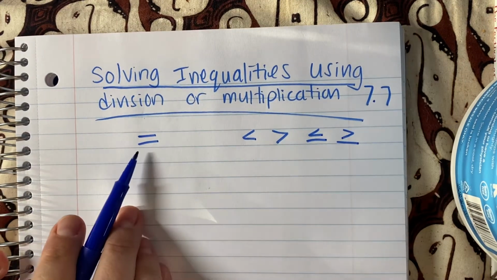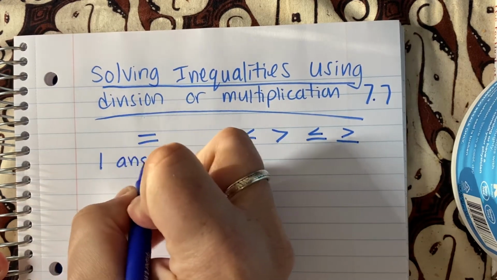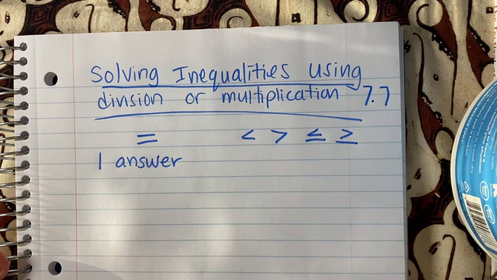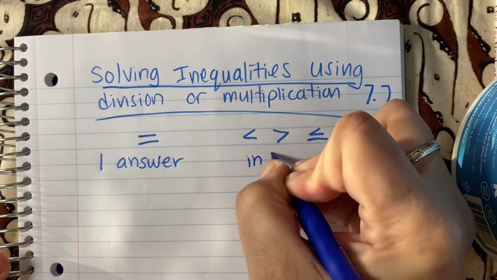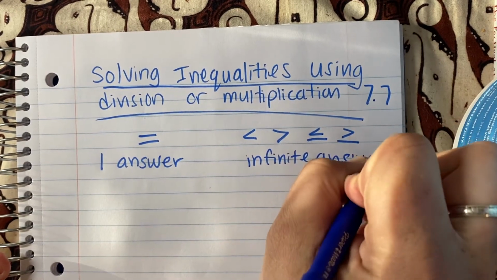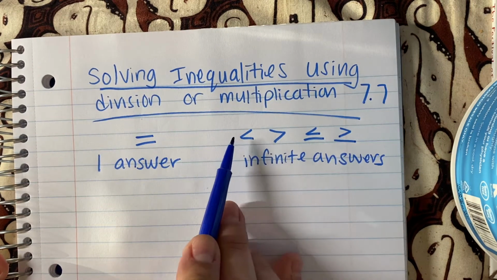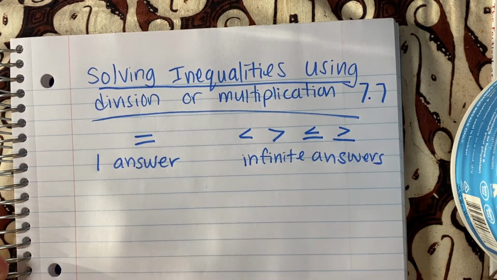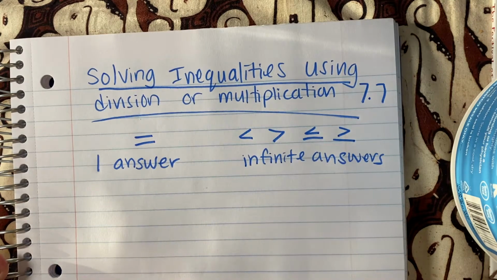So again, when we think about an equation, there's only one answer, right? 2 plus 2 equals 4. There's only one answer. When we think about an inequality, there are infinite answers, okay? Because if we think about x is less than 0, how many numbers are negative? There's quite a few, right? There's infinite. So an equation has one answer, and an inequality has infinite answers.